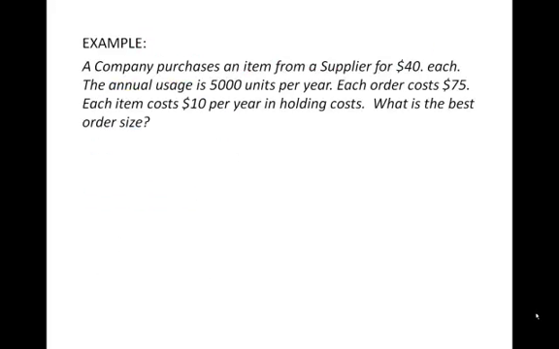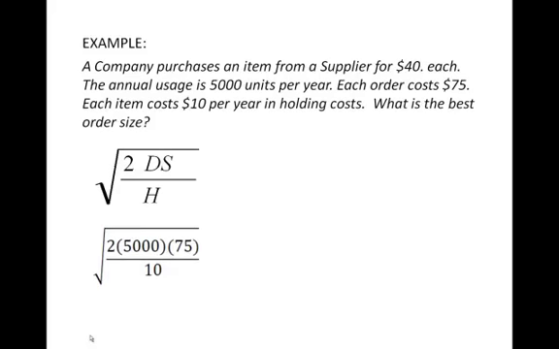Let's do an EOQ example. A company purchases an item from a supplier for $40 each. The annual usage is 5,000 units per year. Each order costs $75. Each item costs $10 per year in holding cost. What is the best order size? We've got our EOQ formula.